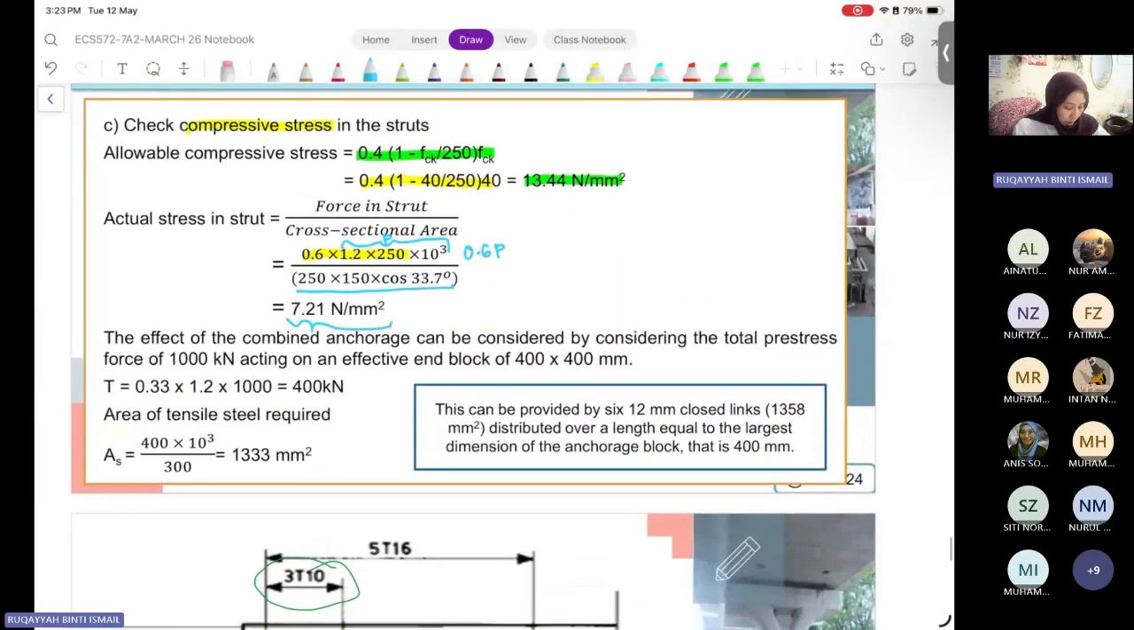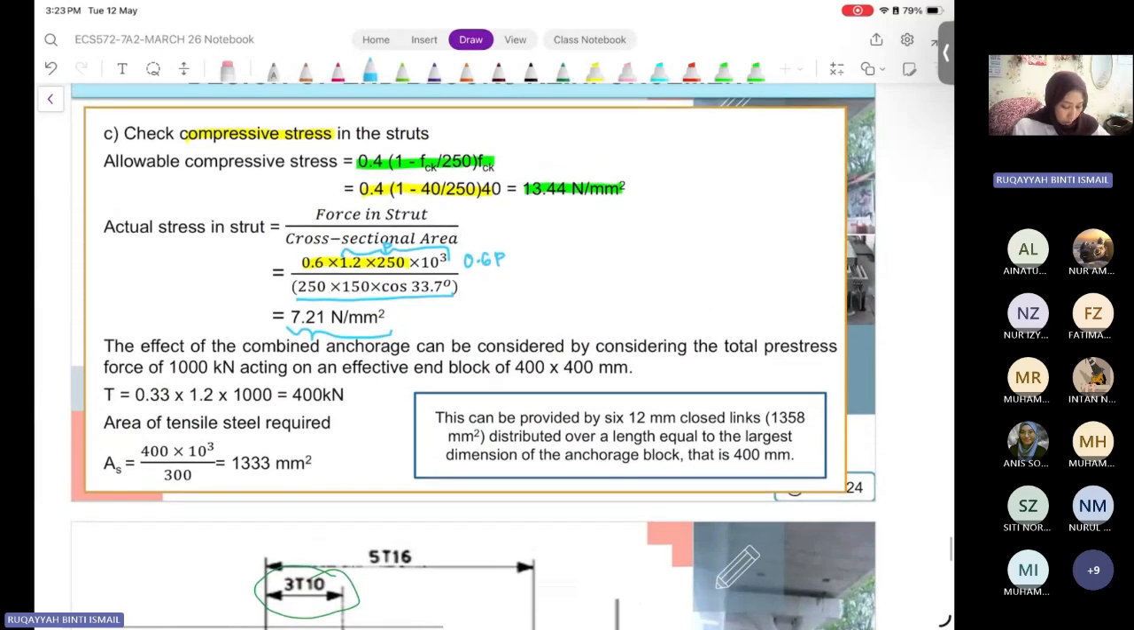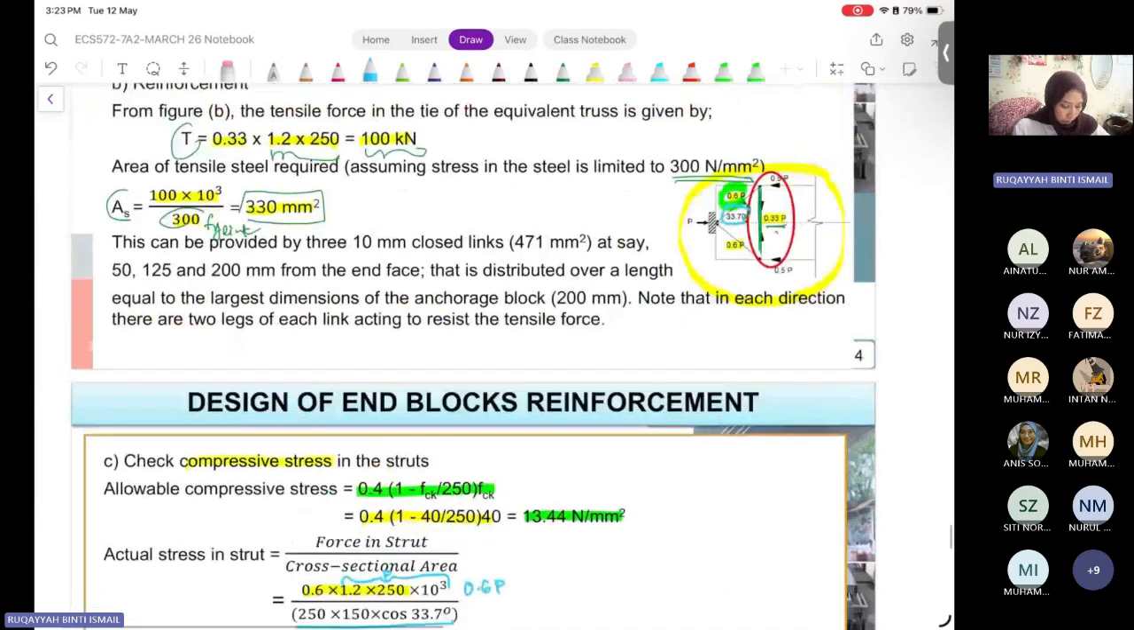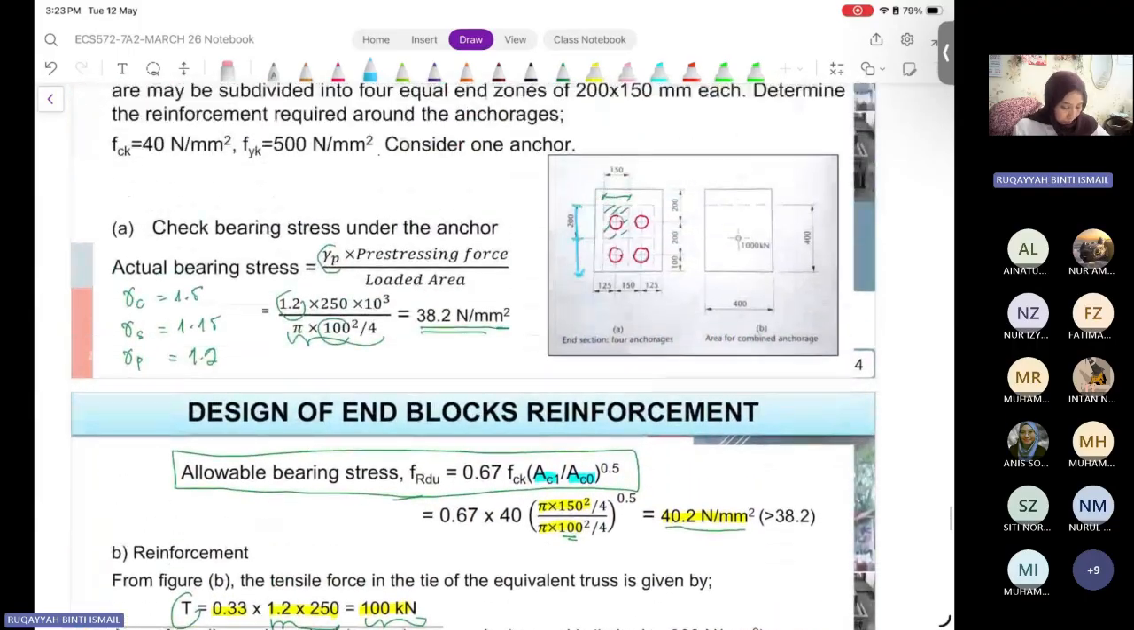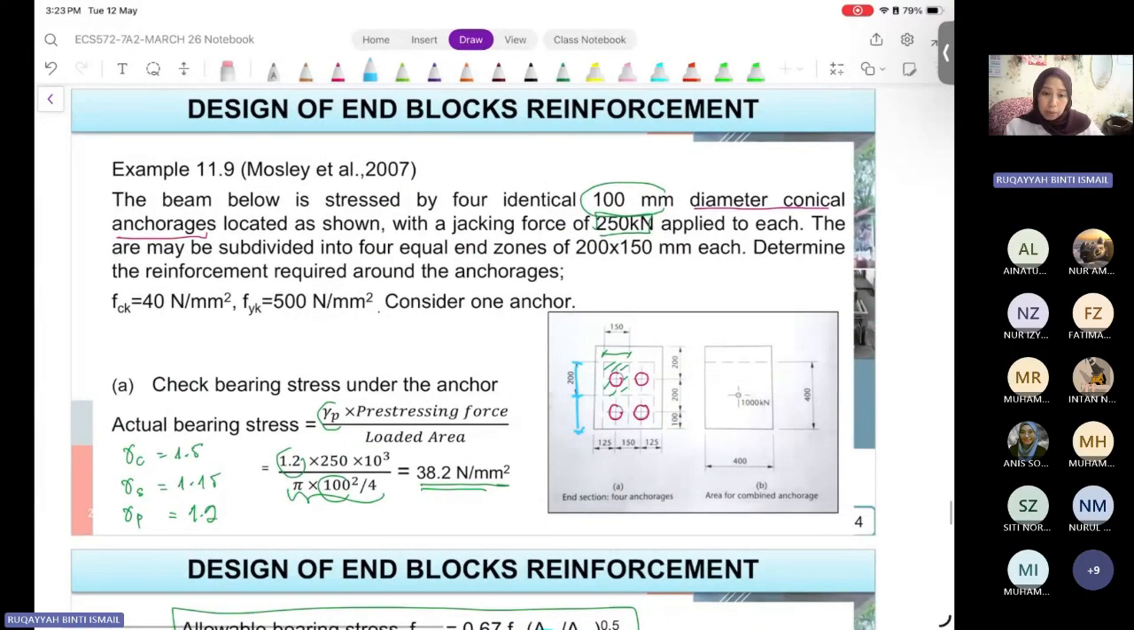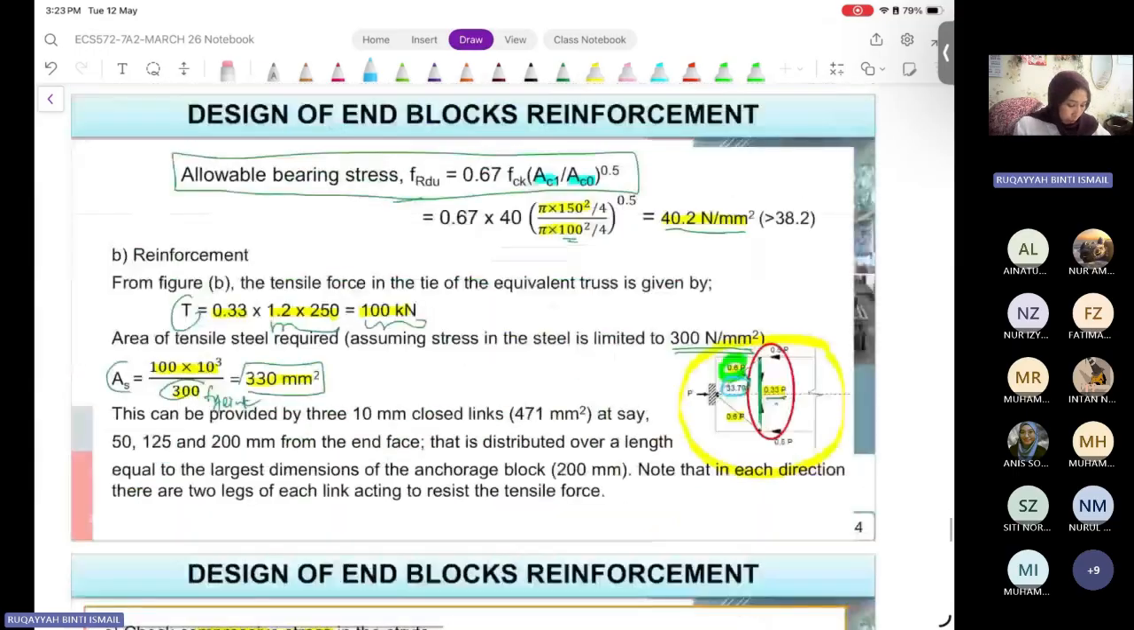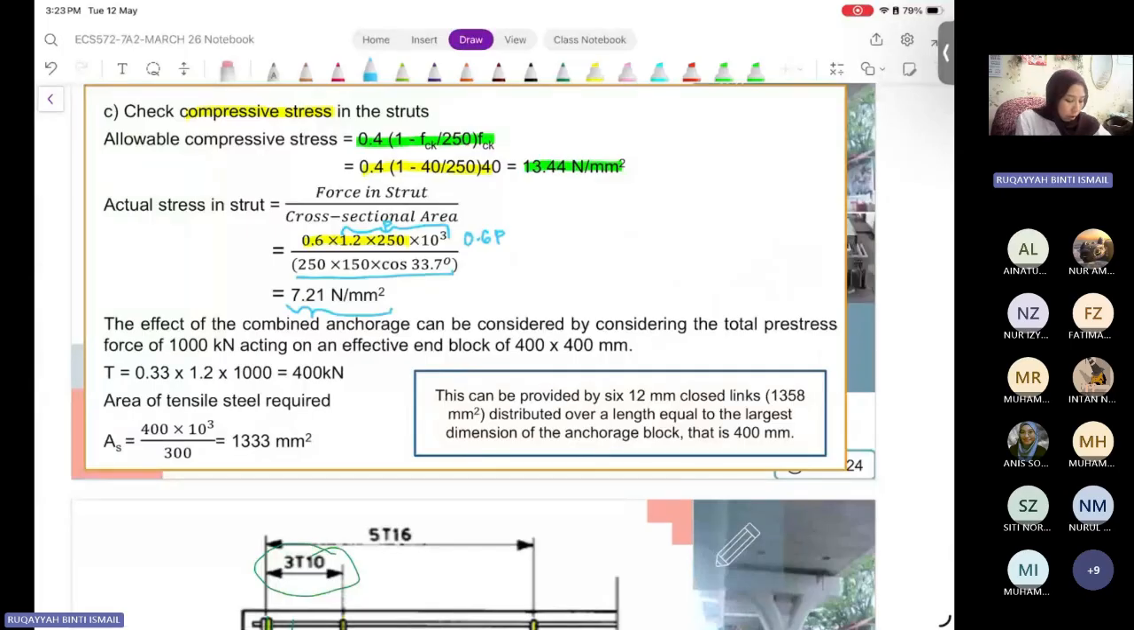Considering the total precise force is 1,000, we have the value of 250 multiplied with 4, which gives you 1,000. So you have 250 for each of the conical anchorages, and you have 4, so multiplied with 4, you get 1,000 applied for the whole area. And 0.33 multiplied with 1.2 multiplied with 1,000. So in terms of tensile capacity, you get the equivalent of 400 kN.